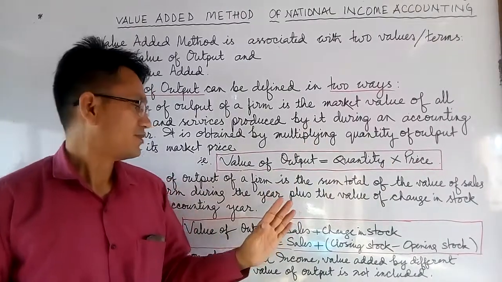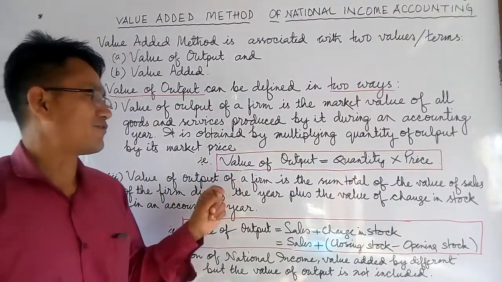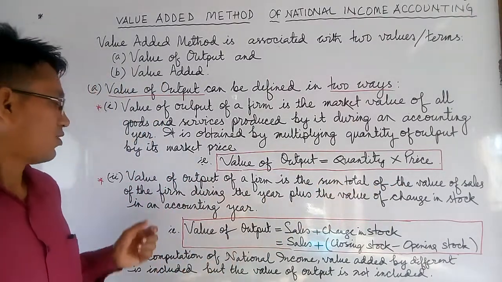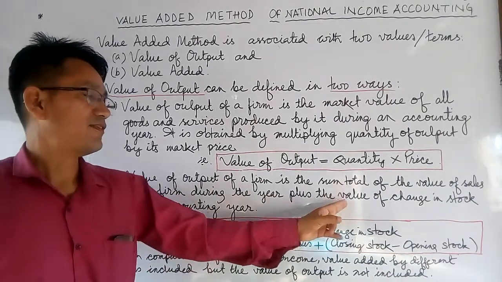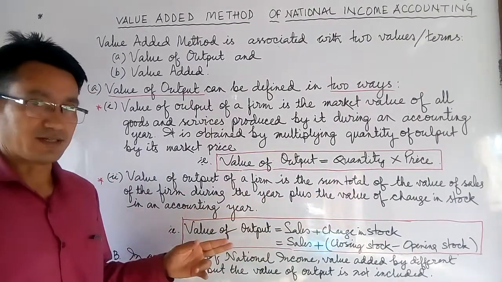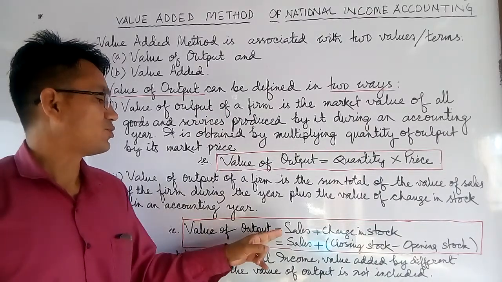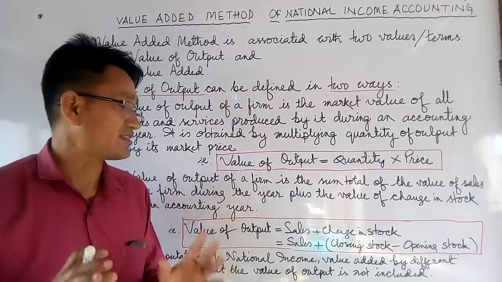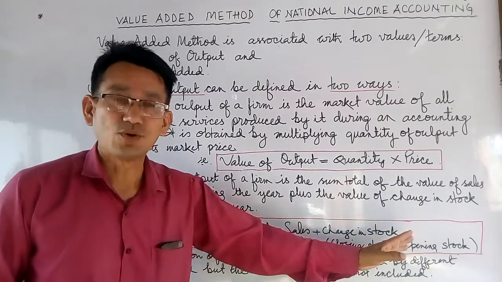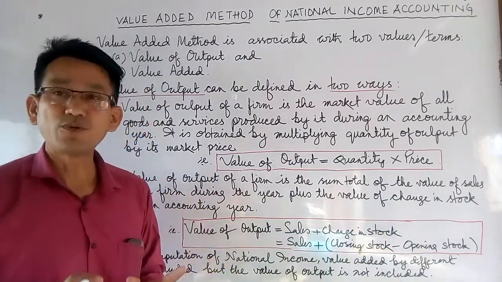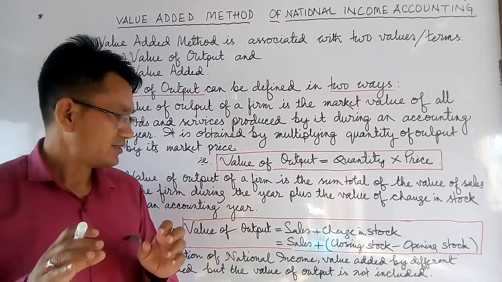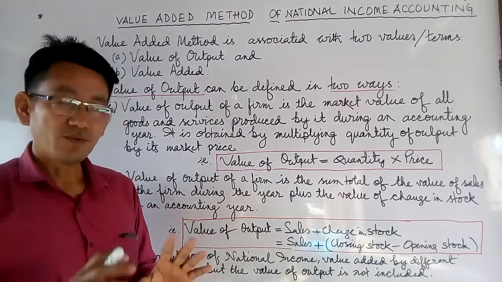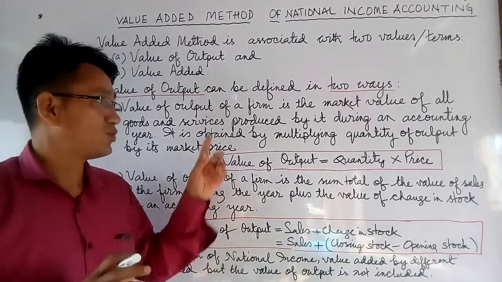And another way, what is the value of output? The value of output of a farm is the sum total of the value of the sales of the farm during the year plus the value of change in stock in an accounting year. That is, value of output is equal to sales plus change in stock. So what is change in stock? How do we find the change in stock? Closing stock minus opening stock we call the change in stock. So value of output can be calculated by adding up the sales and change in stock. So we can find out the value of output in two ways.